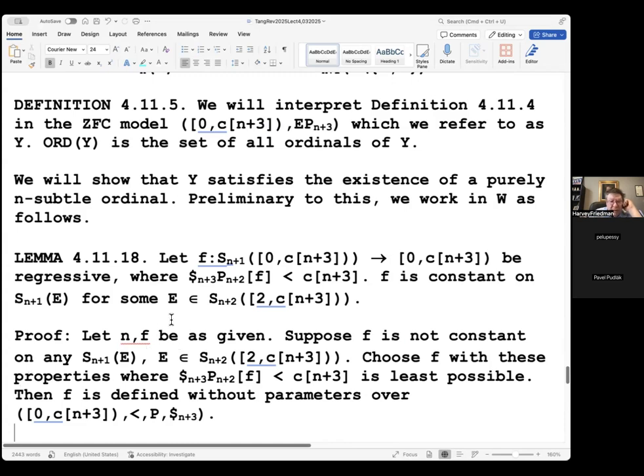So if I have a function that's regressive, and the constructibility level is below C of n plus 3 of the function, then f is constant on Sn plus 1 of E for some E, for some n plus 2 element E.